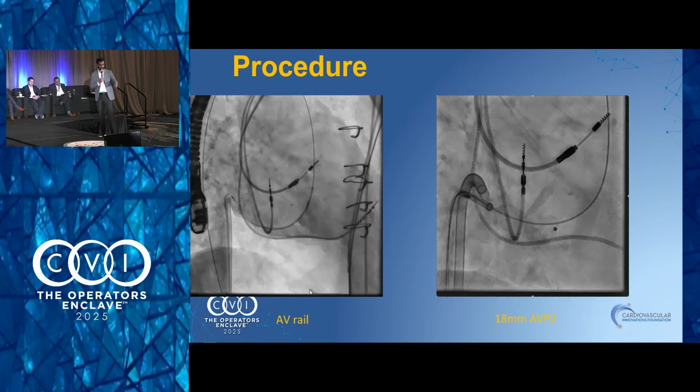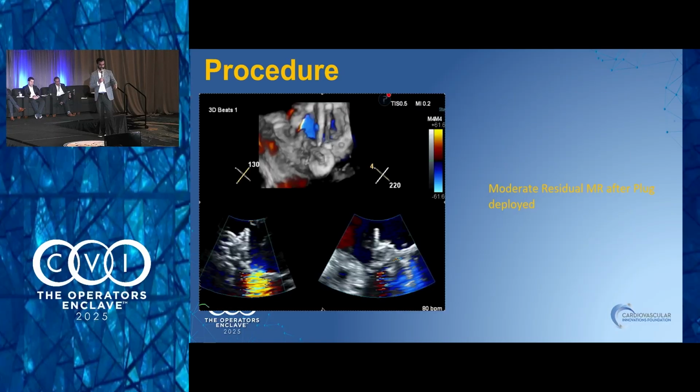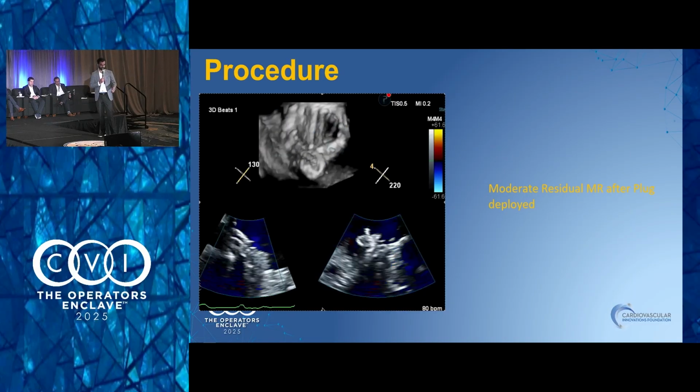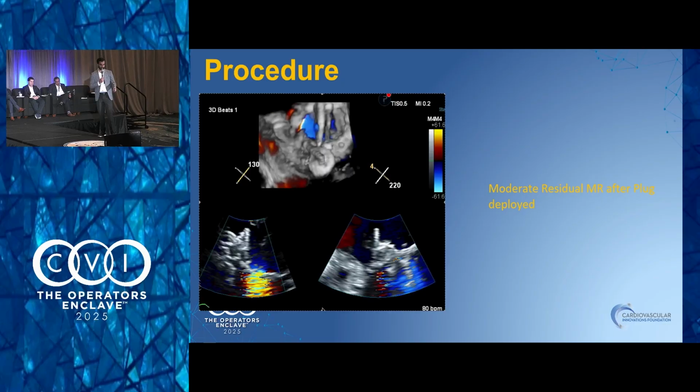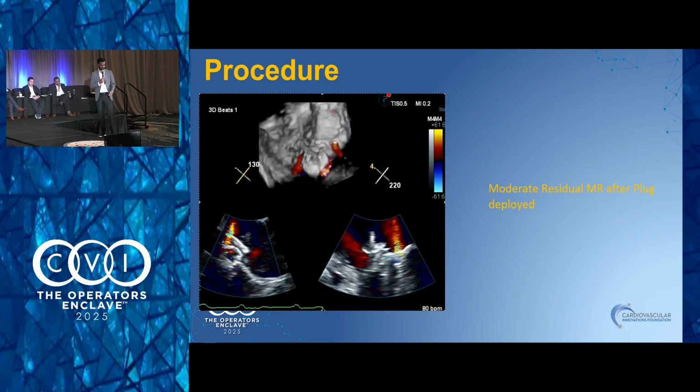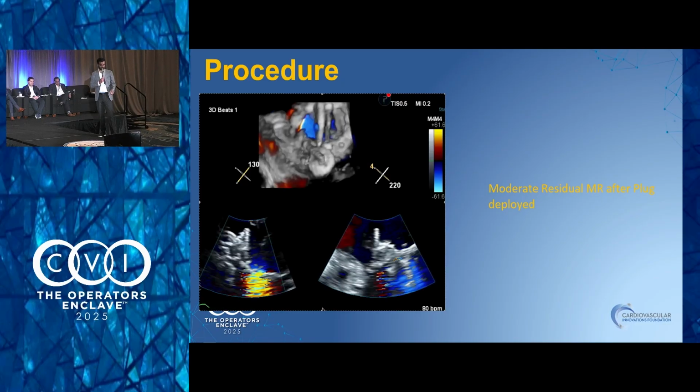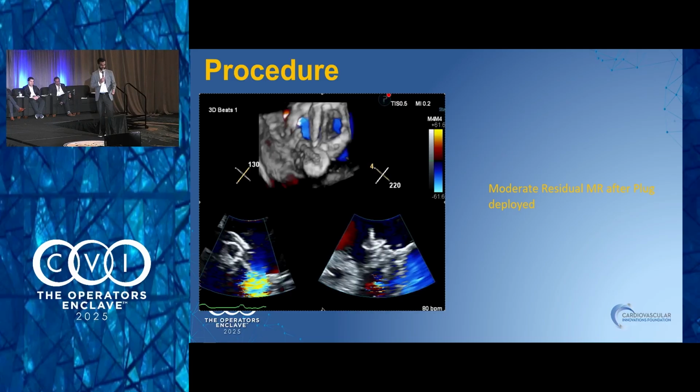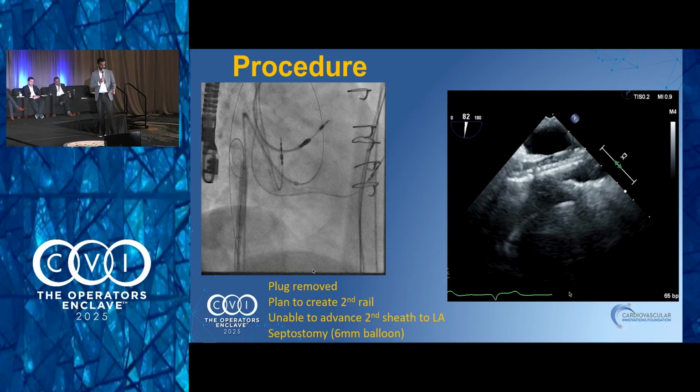So put in an 18 millimeter AVP2. Of course, leaflets are impinged, gradients high. There's still a lot of leak around this. So then we went ahead and took this out. It was an 18 AVP.